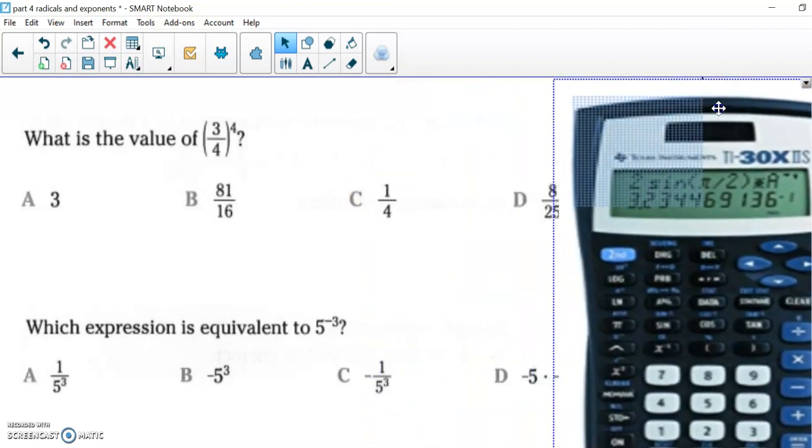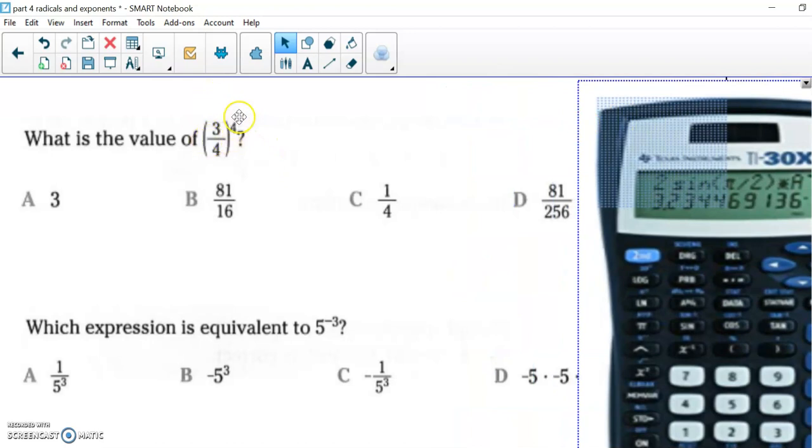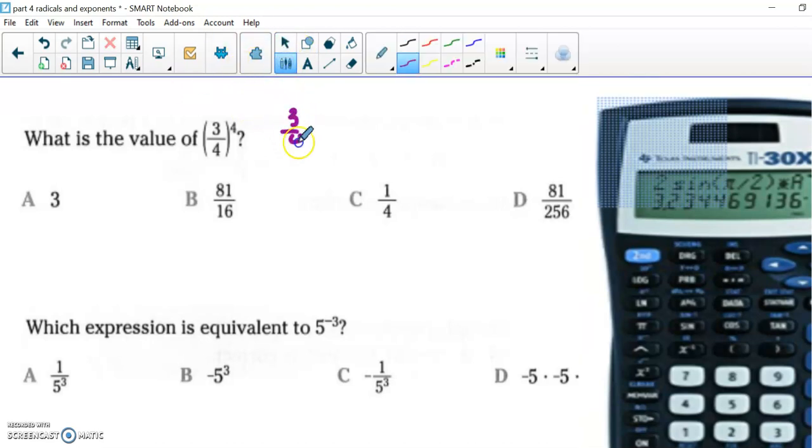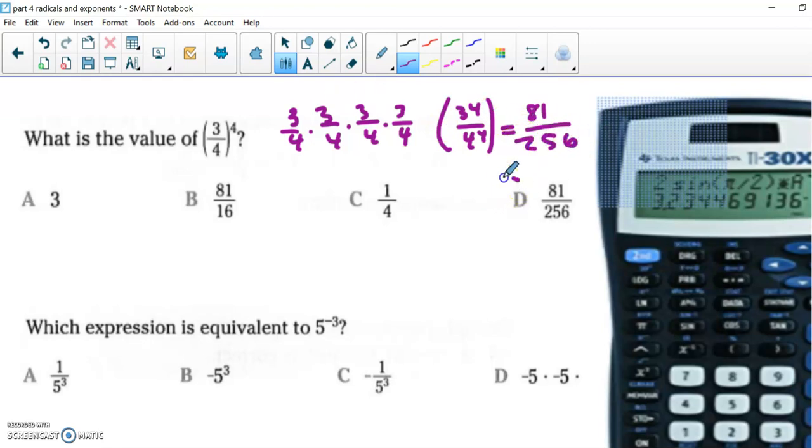If you don't want to do that, let me just show you the other way. If you remember, we can distribute that exponent 4. What they're really saying here is this is 3/4 times 3/4 times 3/4 times 3/4. Or you can think of it as distributing that 4. It's 3 to the 4th power over 4 to the 4th power. And 3 to the 4th power, I'm going to punch that in my calculator. 3 up arrow 4 is 81. And 4 to the 4th power is 256. And there's our answer, okay?